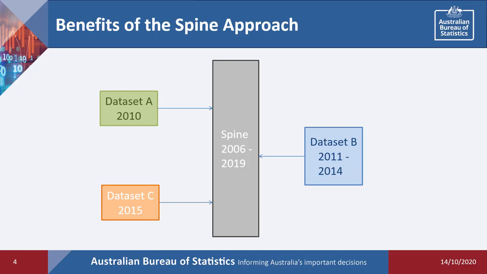The longitudinal nature of the spine also provides the benefit that two datasets with different reference periods can still be indirectly linked to each other as long as their reference periods overlap the scope of the spine. In this example, though datasets A, B and C have no overlapping reference periods, they can each be linked to the spine and then indirectly linked to each other in this way.